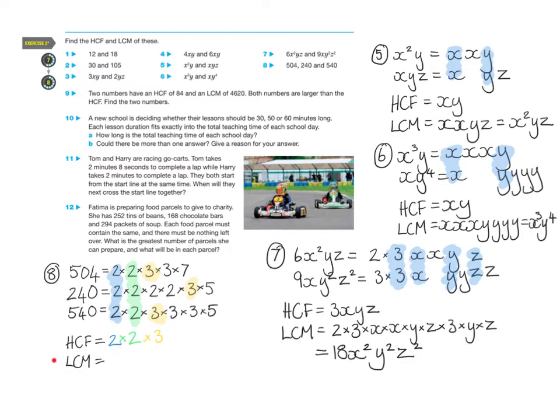Now to do the lowest common multiple, I'm going to change things up a little over here. And rather than writing them expanded, let's do 2 to the power of 2 times by 3 to the power of 2 times by 7. And underneath we've got 2 to the power of 4 times by 3 times by 5. And underneath there we've got 2 to the power of 2 times by 3 to the power of 3 times by 5. And this will be useful when we're doing our lowest common multiple.